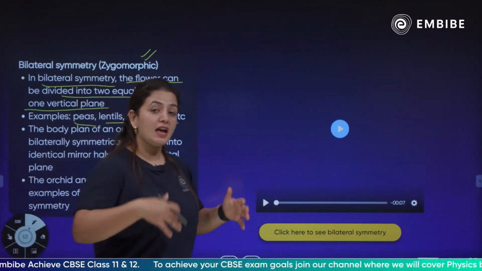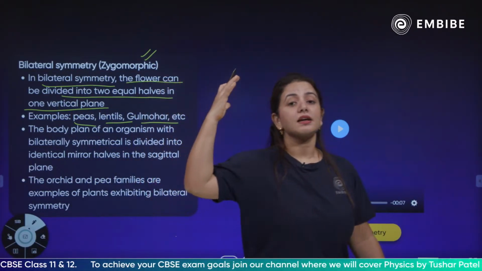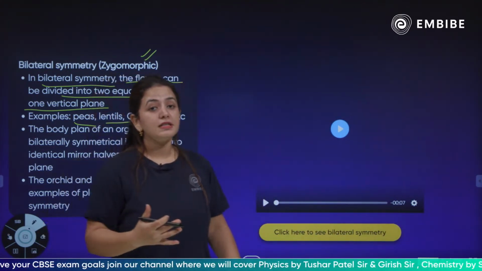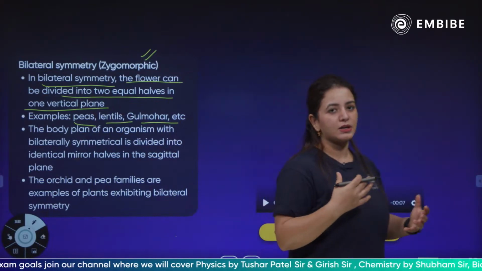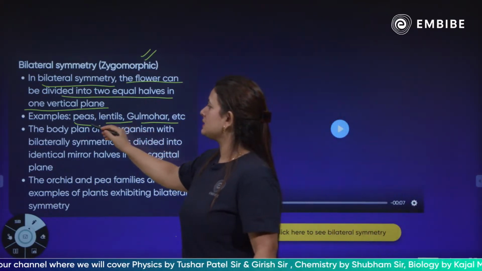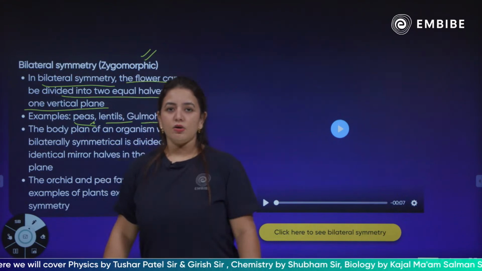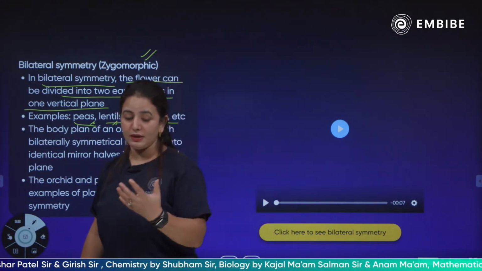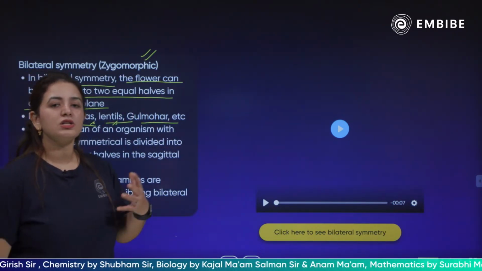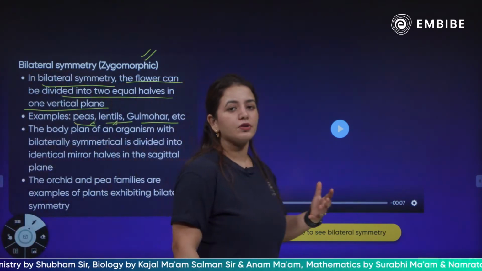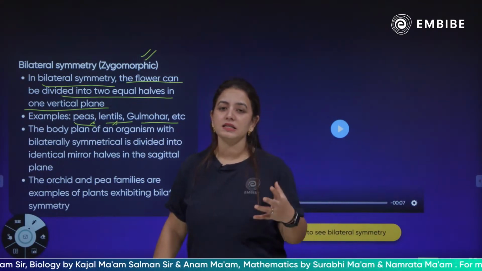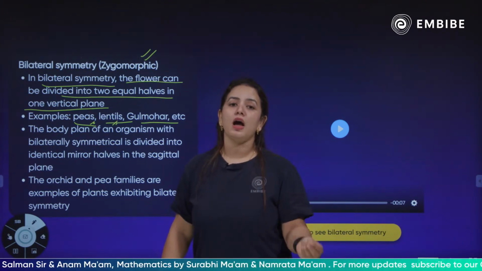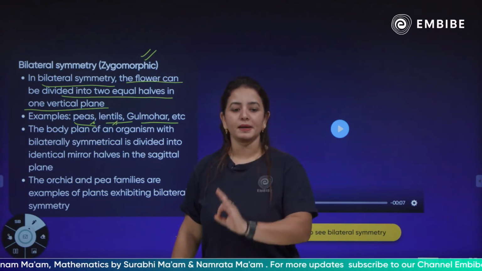Sometimes, if you ever attempt the NEET examination or any kind of examination, children, you might get asked about symmetry. If there is a question about what kind of symmetry the peas possess, or the lentils, or the gulmohar, which is a very common name also, the answer should be bilateral symmetry, because they can be cut into two equal halves only with one plane.